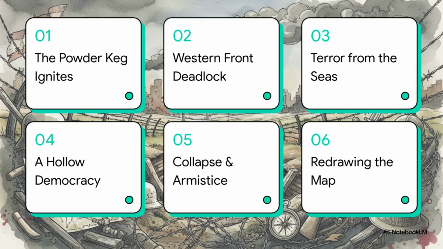So, here's our roadmap for this explainer. We'll hit 1. The powder keg ignites. 2. Deadlock on the Western Front. 3. Terror from the seas. 4. Fighting for hollow democracy. 5. The collapse and armistice. And finally, 6. Redrawing the world map.